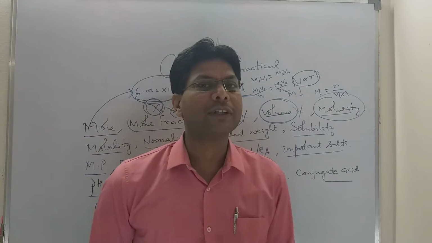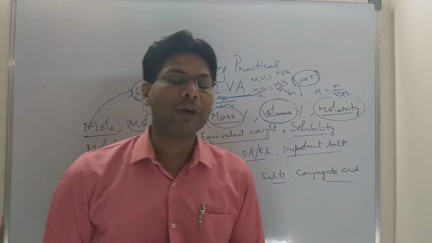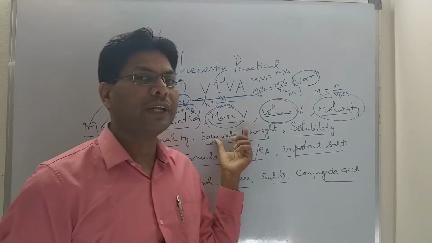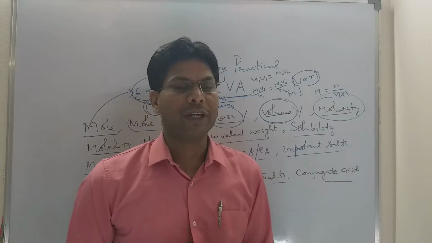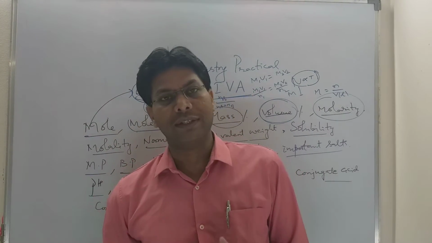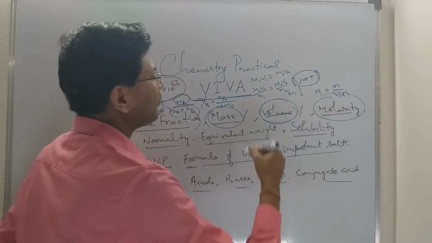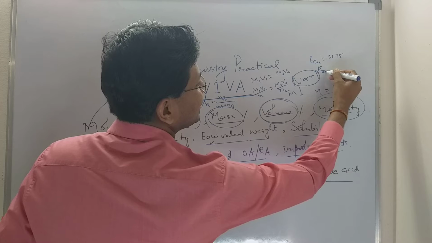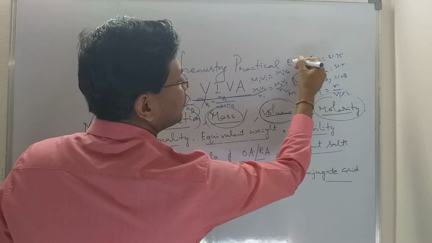Equivalent weight is the weight which combines with 1 gram of hydrogen, 8 gram of oxygen, 35.5 gram of chlorine, 108 gram of silver, or which displaces 1 gram of hydrogen, 8 gram of oxygen, 35.5 gram of chlorine, or 108 gram of silver in any chemical reaction. For elements, it is given by atomic weight by valency. With different valency, their equivalent weight varies. Keep in mind the equivalent weight of copper is 31.75, zinc 32.5, silver 108, aluminum 27.